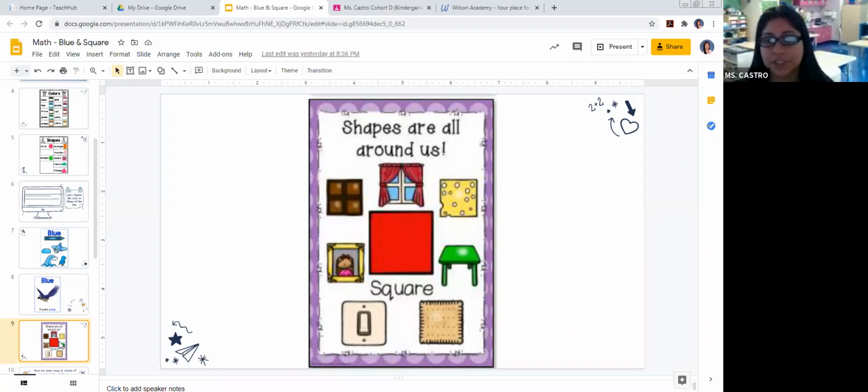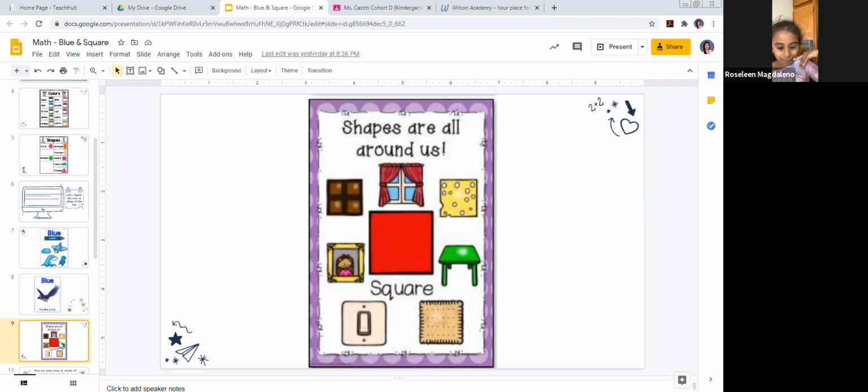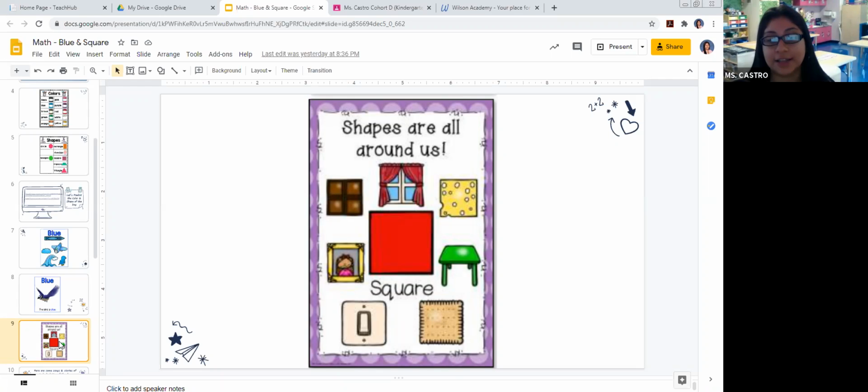Rosaline, I think you had your hand up. What's something else that's the shape of a square? A bar of chocolate. Yes, one of our friends already said that. I think it was Gracie Mani who said the bar of chocolate is the shape of a square. There's other things too that were not mentioned that are in the shape of a square. Do you know this yellow object? Cheese, very good. The yellow cheese.